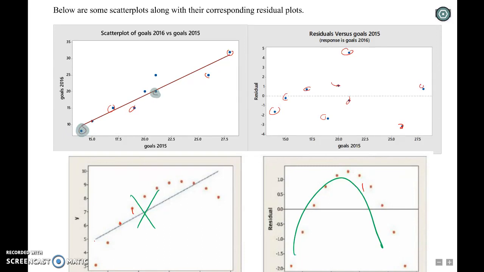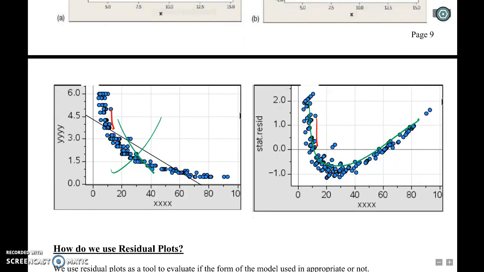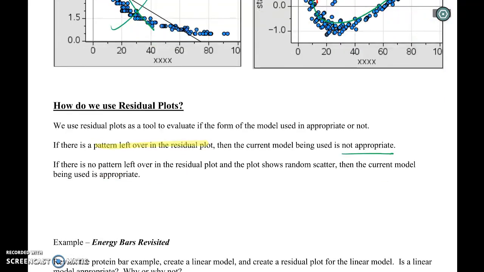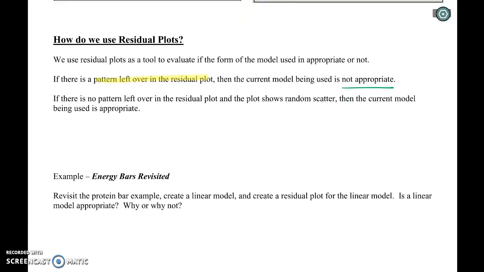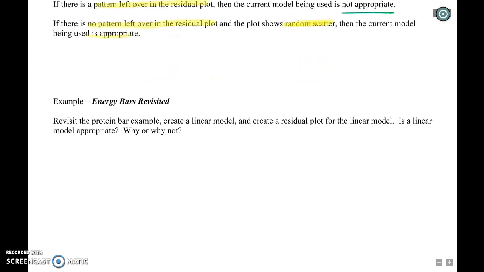Now, what you might be saying, or maybe even should be saying, is, well, I can see that. I can see this is linear, and I can see these are not. But what a residual plot will do is it'll kind of highlight or give us a better picture of some slight things that you might not be able to see with the naked eye, okay? If there's no leftover pattern, then the current model is appropriate. If there's no pattern left over in the residuals, or if the plot shows random scatter, then a linear model is appropriate.